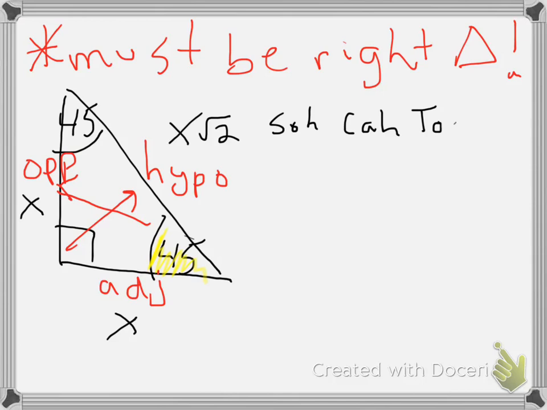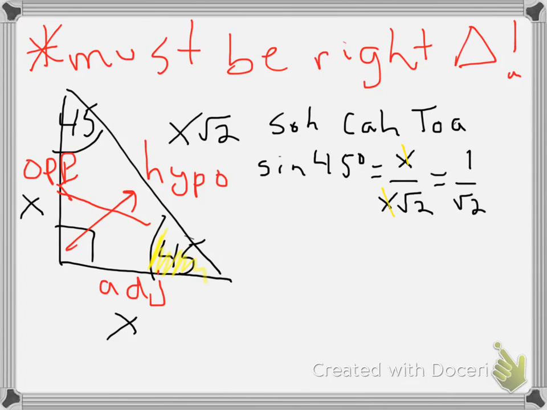Well, we need to do the sine. So sine of 45 degrees is the opposite, which is x, over the hypotenuse, which is x root 2. It turns out the x's can cancel out, and x divided by x is really just 1, so you get 1 divided by the square root of 2.